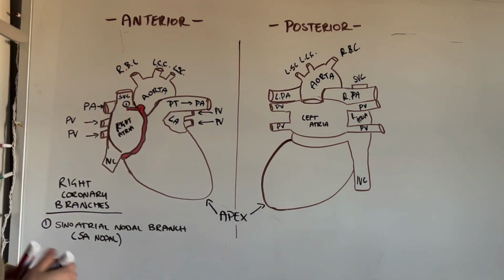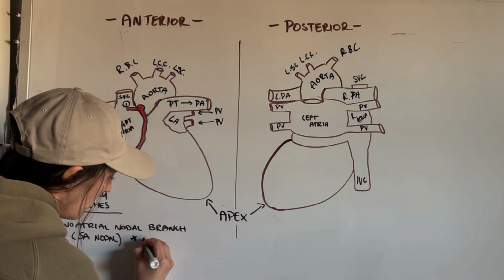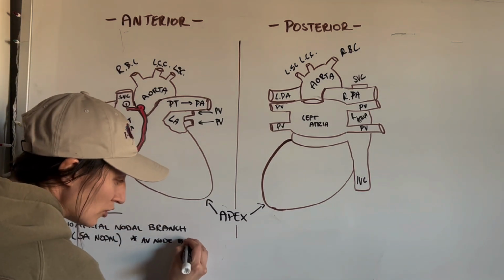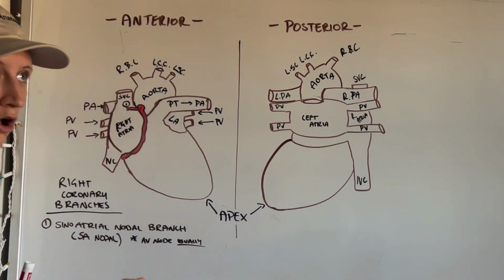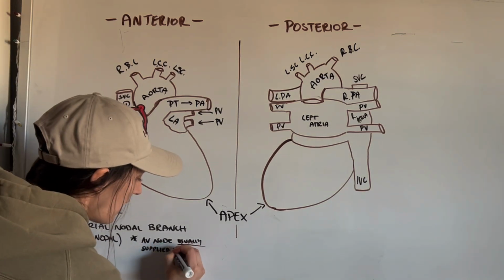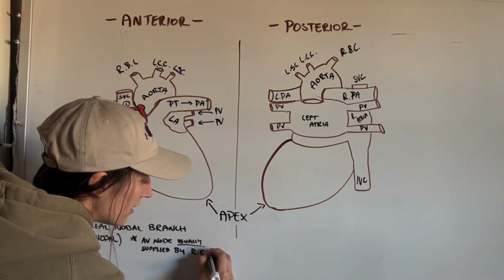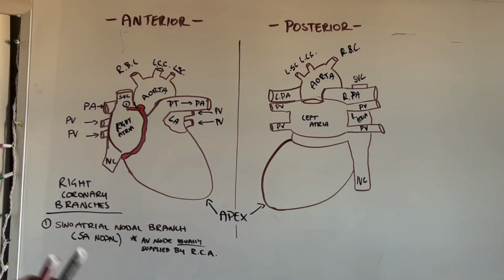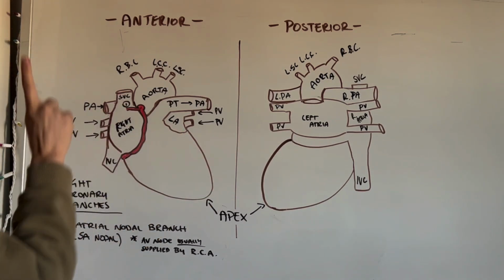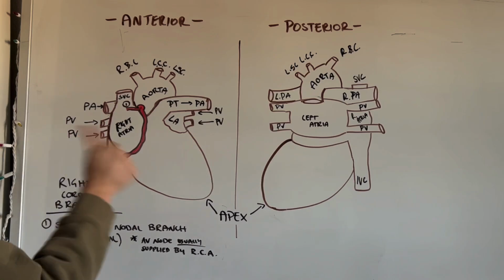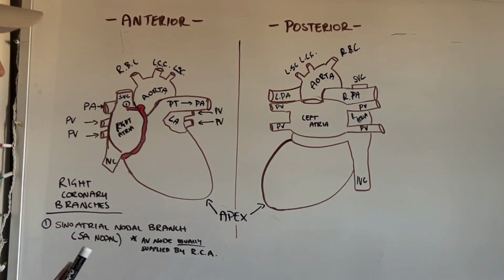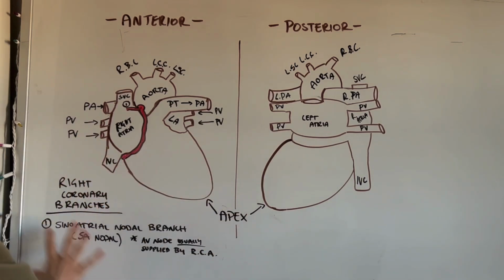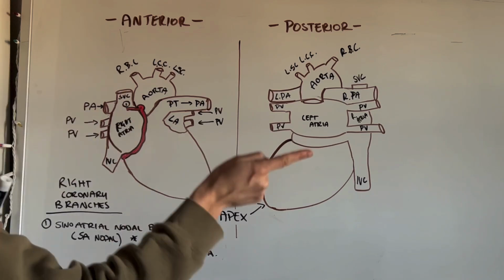So right coronary artery, and I'll put a little note, AV node, usually, not always, supplied by right coronary artery. Usually, not always. These are very variable. We will get to that. So, first branch, sinoatrial nodal branch. Very small, hard to find. If you find it, great. That's fantastic. This is more of a lecture-based sort of knowledge question though.